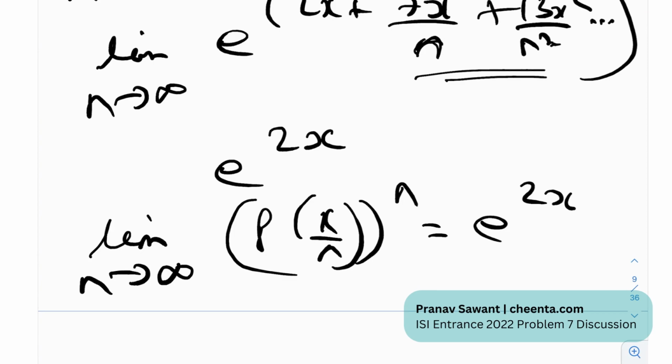So I hope you really like that, and I hope that you got the idea of how to solve limits, especially the indeterminate quantity 1 raised to the power infinity.